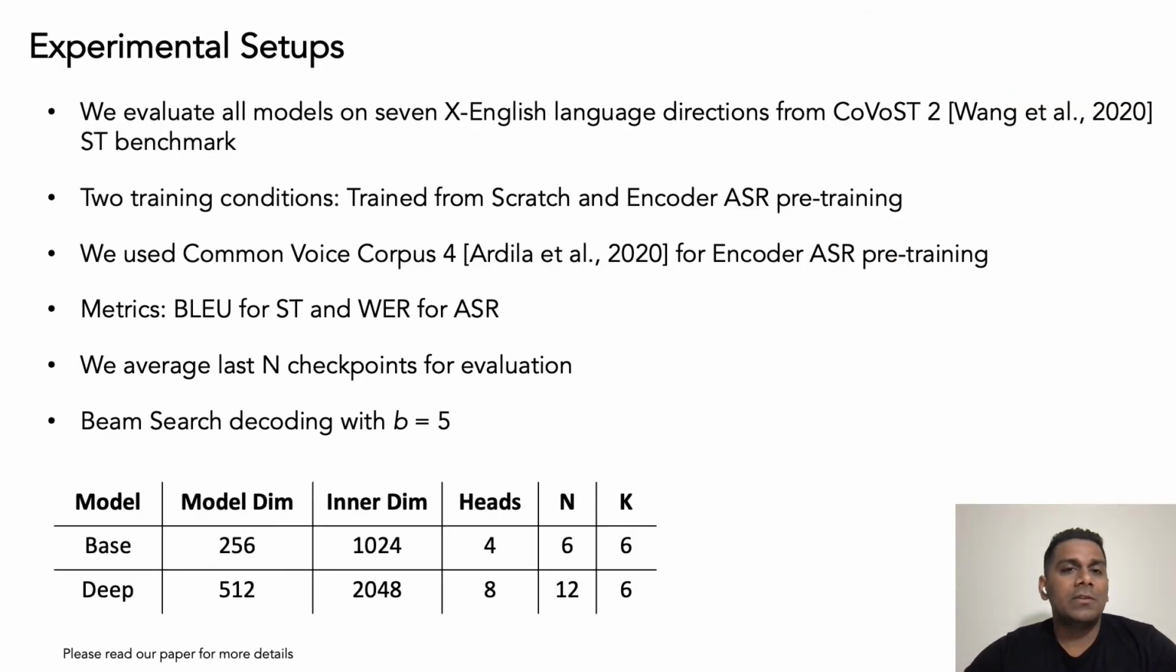We evaluate our models on 7 non-English to English language directions from CoVoST to ST benchmark. We train our models on 2 conditions, training from scratch and pre-training the encoder on ASR. We use 2 metrics, BLEU and word error rate, for ST and ASR respectively. When evaluating our models, we average last n checkpoints. We also follow beam search decoding with beam size 5. Please read our paper for more details.